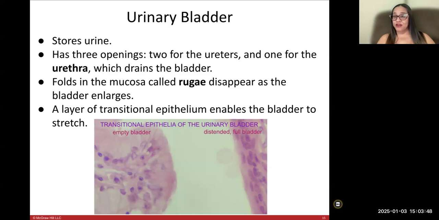So you can think of the bladder like a balloon. When it's small and there's hardly any urine in it, there are these folds in it, kind of like the stomach has, the rugae. And then when it stretches out, those rugae go away and everything flattens out. And it's made of a layer of transitional epithelium. That's what enables the bladder to stretch.